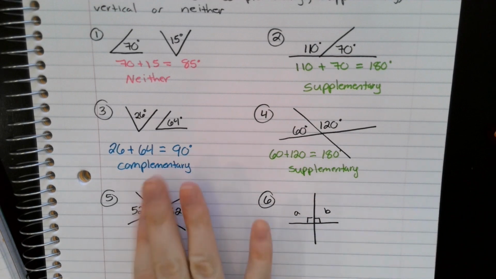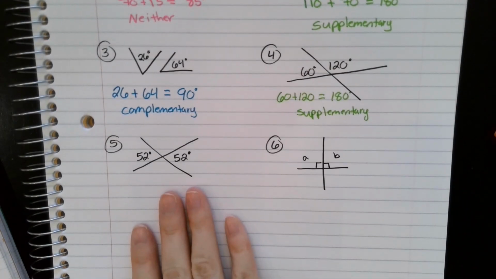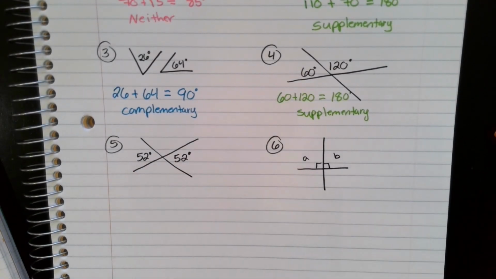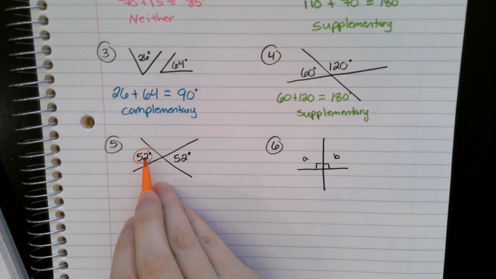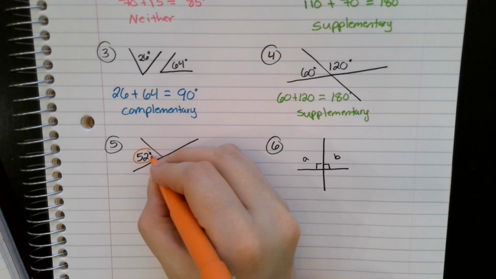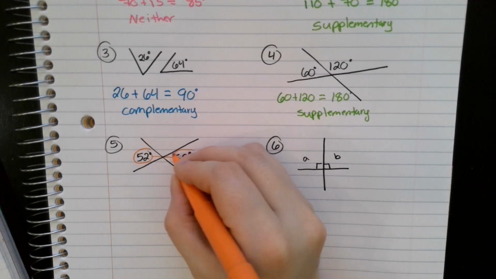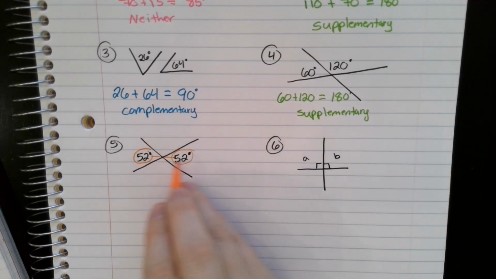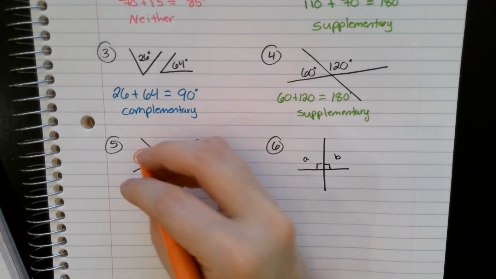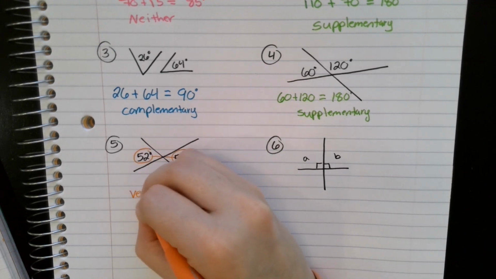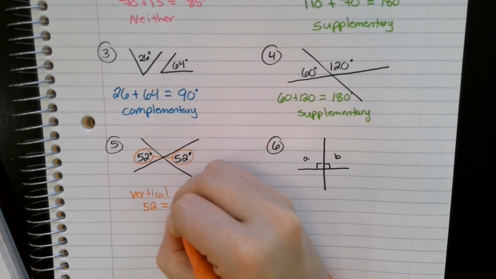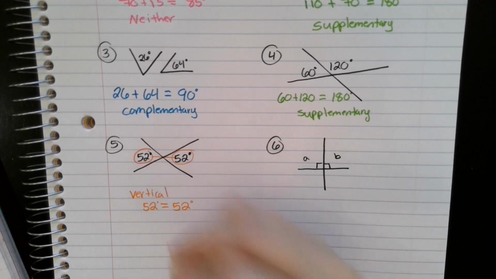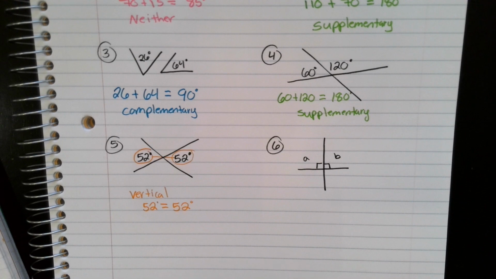Okay, for problem number 5, they are directly across from each other. So remember, if 52 opens up its door and looks straight out from its door and sees another 52, that is a vertical relationship. They are equal to each other. These are vertical angles because 52 degrees is equal to 52 degrees, and they are directly across the street from each other.